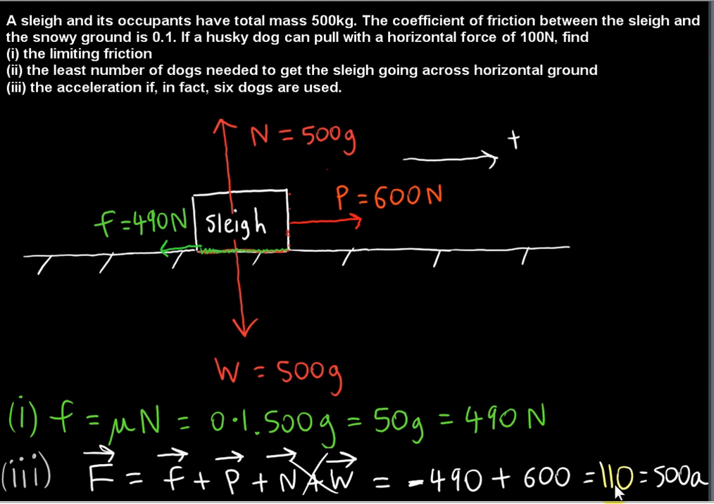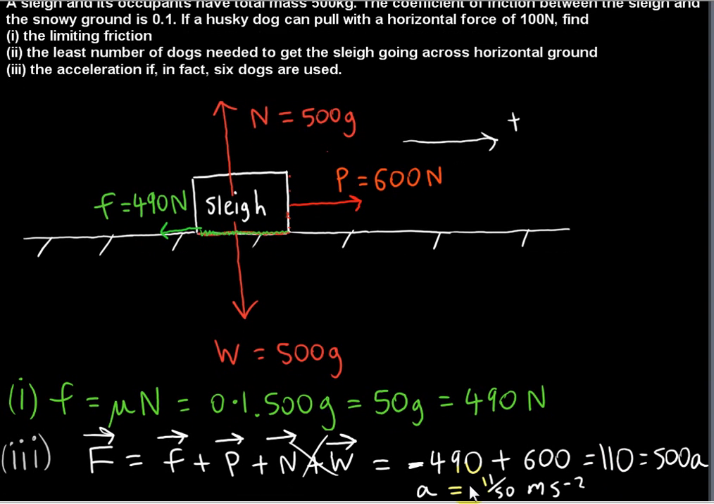So we just divide across by 500 to get the acceleration. So here's the answer. 110 divided by 500 is 11 over 50 meters per second squared. And that's positive, of course, in the same direction as the resultant force. So the resultant force is pointing in this direction. Its magnitude is 110 newtons. And of course the acceleration by Newton's second law is pointing in the same direction. And its magnitude is 11 over 50. So we could show the acceleration in blue here.